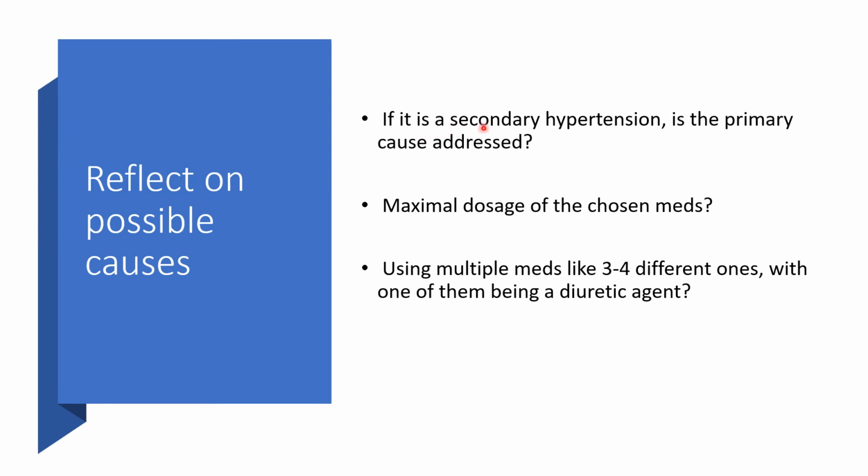Still on reflection, if it is a secondary hypertension, is the primary cause already addressed? We can answer that. Maximal dosage of the chosen medication reached? Find out from the pharmacist. Are we using multiple medications, like 3, 4 different ones, with one of them being a diuretic agent? Why did I put this here? In all hypertensive patients, diuretics will be pretty helpful. If you are going to use one medication alone, it's likely it's going to be diuretics. And if we are going to use 2, it's likely to be one diuretic with another medication.